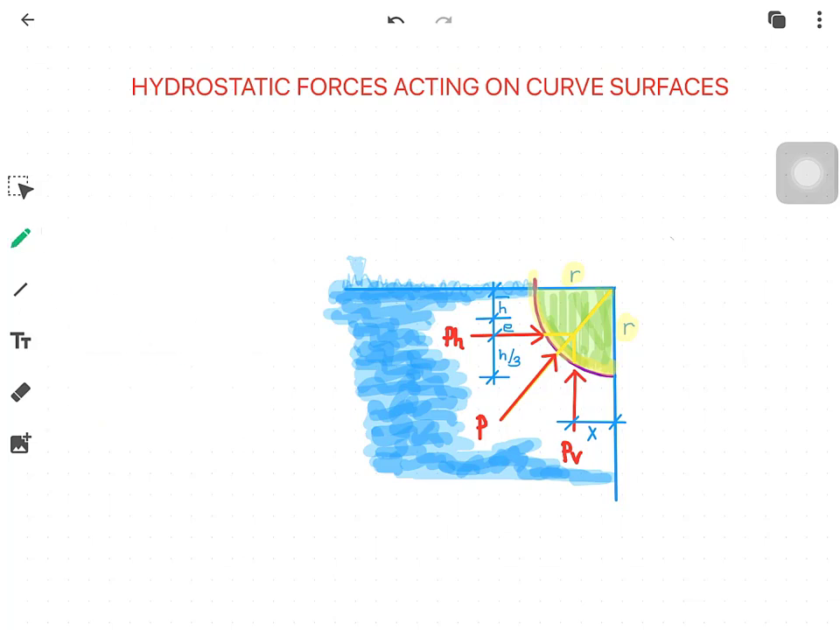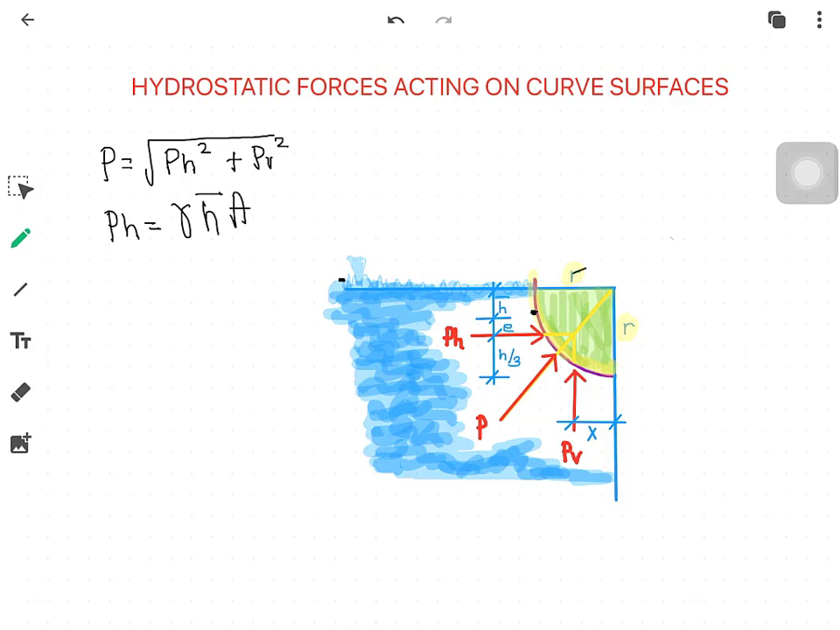The hydrostatic force P is equal to the square root of the horizontal component of the hydrostatic force squared plus the square of the vertical component of the hydrostatic force. Now, the horizontal component of the hydrostatic force acting on the curved surface is equal to the unit weight of the fluid times the bar H, or the distance from the surface of your fluid to the center of gravity of your surface or your object, times the cross-sectional area.